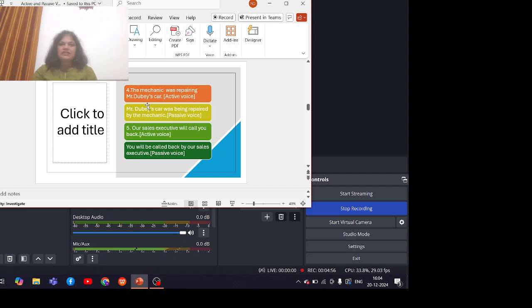Now look at the next example. The mechanic was repairing Mr. Dubey's car. It is an active voice because here the mechanic is performing some activity. Now when we change this into passive voice, the mechanic was repairing Mr. Dubey's car. It is past continuous tense. So past continuous tense will remain the same, but here we'll use being. Mr. Dubey's car was being repaired by the mechanic.